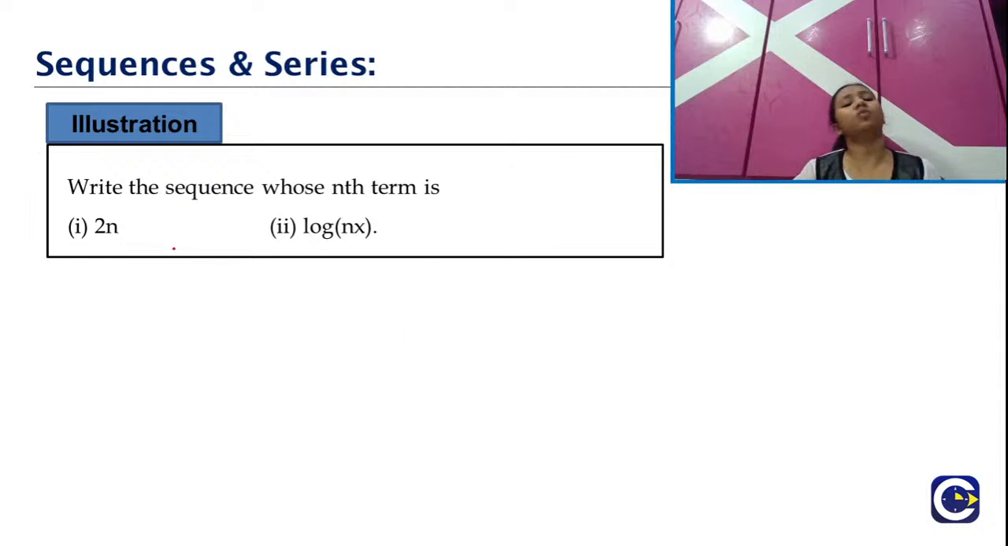So same way how we have done. So here they have given the nth term, that means Tn here for the first one will be equal to 2n, and similarly Tn for the second one here will be equal to log of nx.